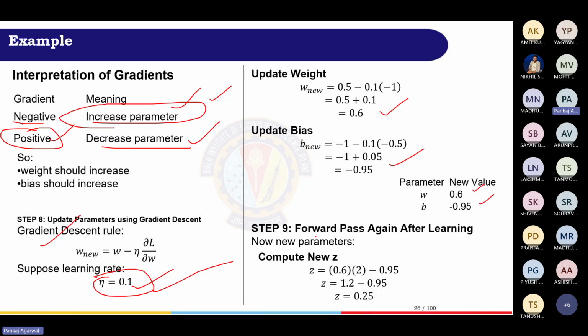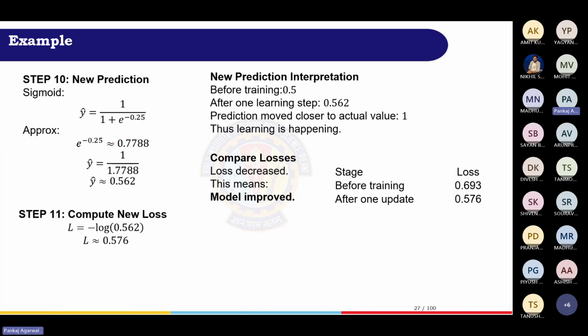So again, we would apply the forward pass to see what has happened to the learning, right? To the parameters and to the actual weights. So we obtained this next iteration. After applying the new prediction and everything, we got this, right? So the new loss is computed like this. The new prediction interpretation is, before it was, suppose, 0.5. After one learning step, it is this, right? So the prediction moves closer to the actual value, right? Isn't it? So learning is happening.